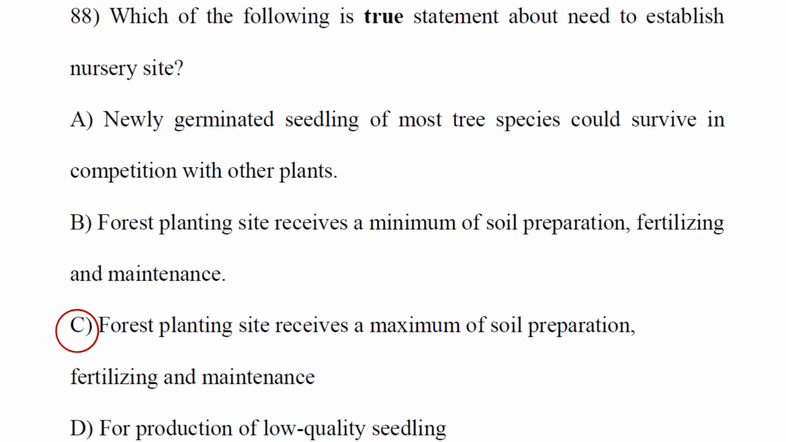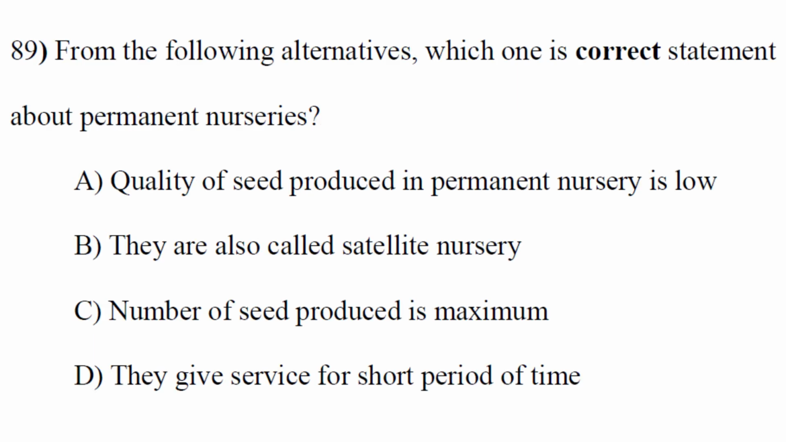Answer, C. Forest planting site receives a maximum of soil preparation, fertilizing and maintenance. 89. From the following alternatives, which one is correct statement about permanent nurseries? A. Quality of seed produced in permanent nursery is low. B. They are also called satellite nursery. C. Number of seed produced is maximum. D. They give service for short period of time.